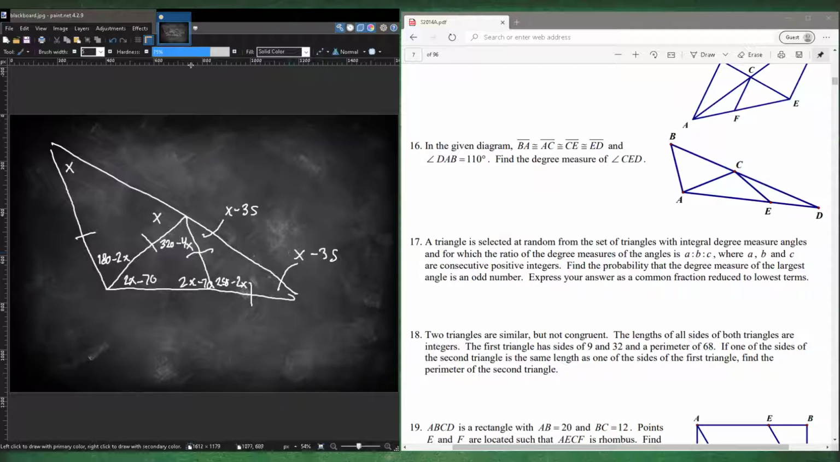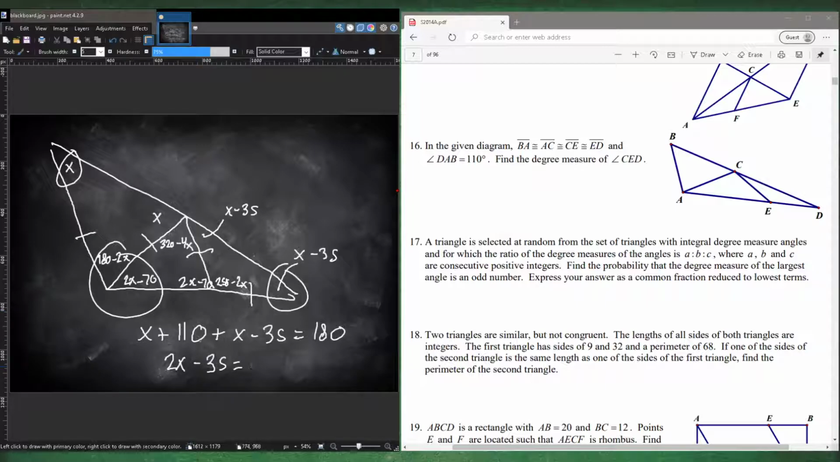Okay, so now we have everything. And those were just for the small triangle. Now for the big triangle, we need to add this plus this plus this to get our 180, right? So x plus, and this angle they already gave us, DAB, is 110, plus x minus 35 is equal to 180. So this is 2x minus 35 is equal to 110, 180 makes 70. So x is equal to 105 divided by 2.